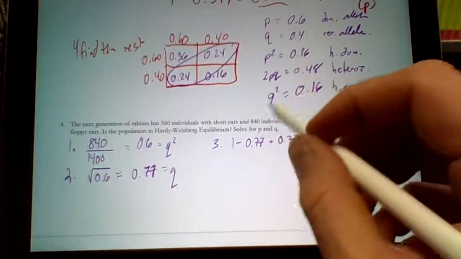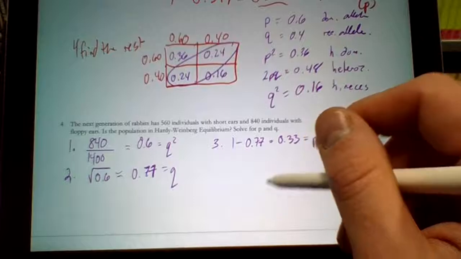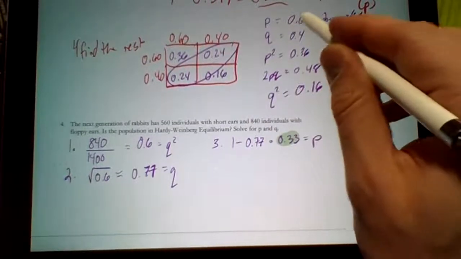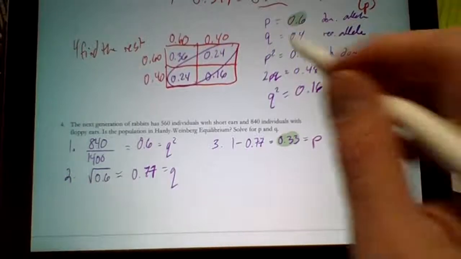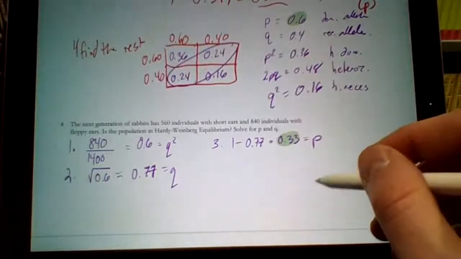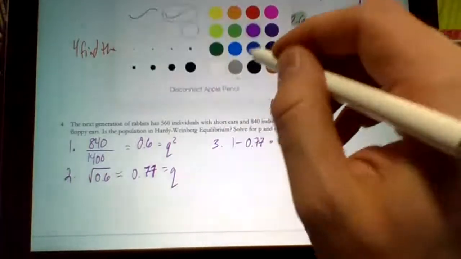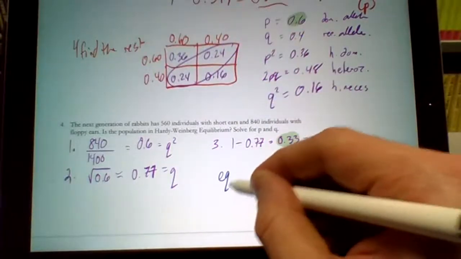Now I think about my equilibrium. Is my system at equilibrium? No way. Look at that. That's a huge difference. I've halved my population's frequency for the dominant allele. So we would say equilibrium was broken.